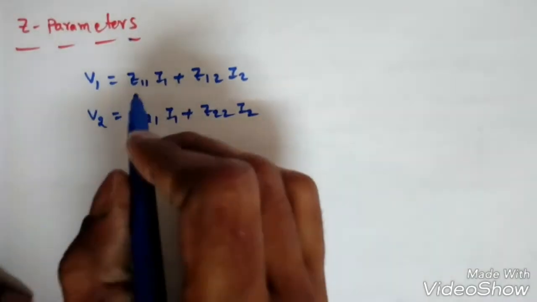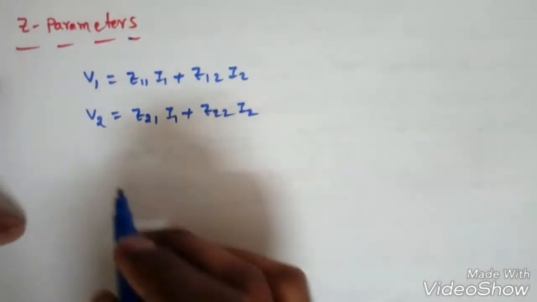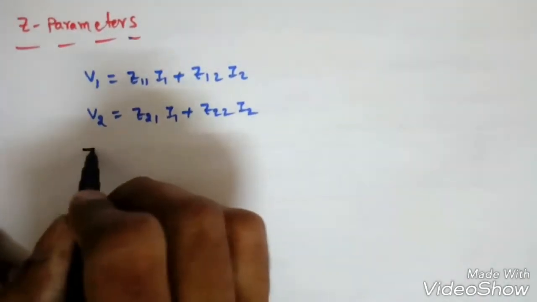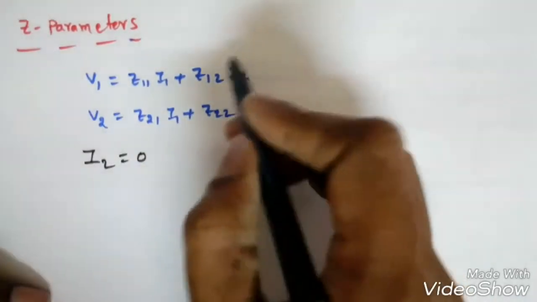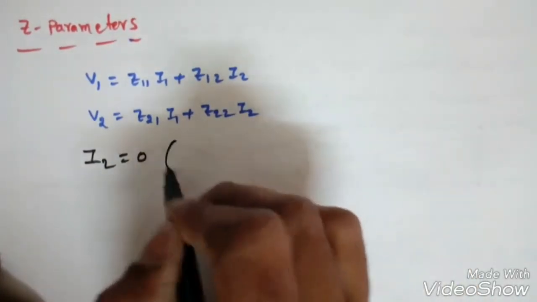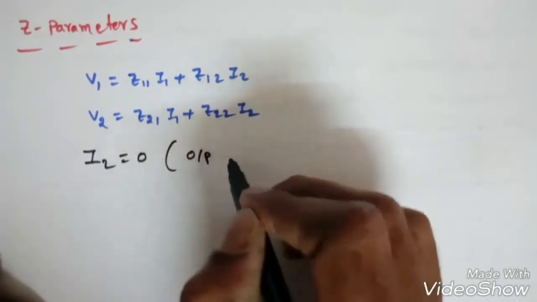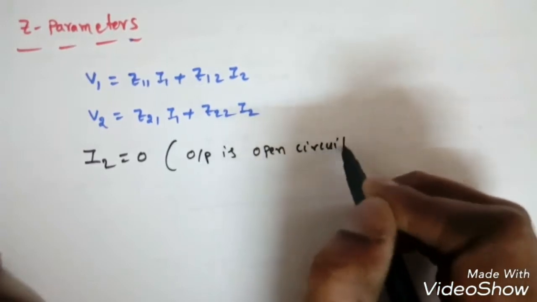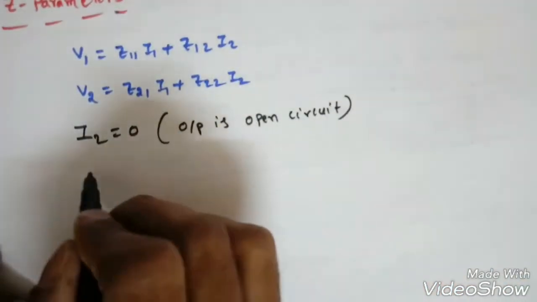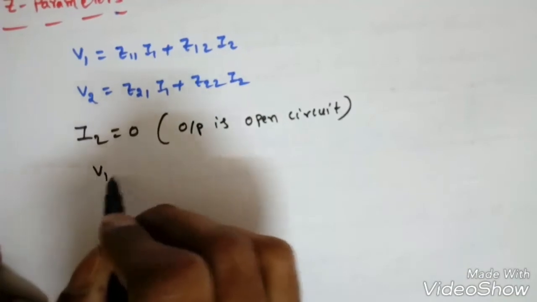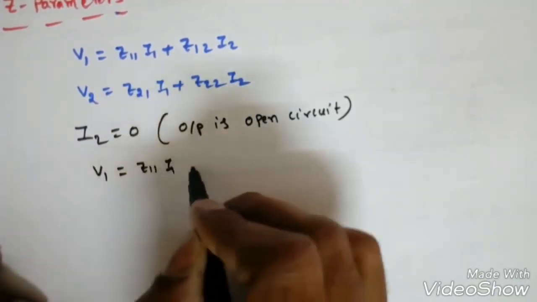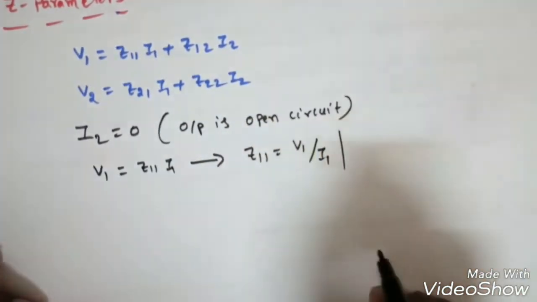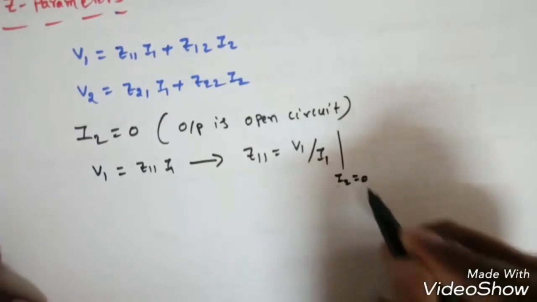Now how to find Z11, Z12? First case, if I make I2 equal to 0, it means the output side is open circuit. So I am making the output side open circuit. Now if my output is open circuit, what can I find? V1 is equal to Z11 I1. That means Z11 is equal to V1 by I1 when I2 equal to 0.